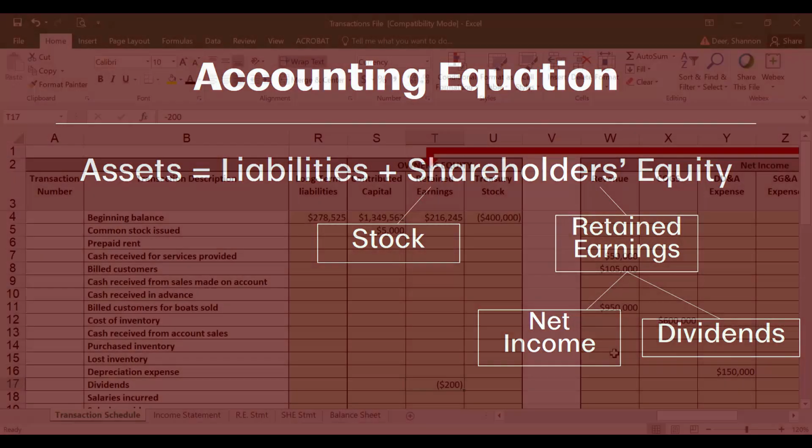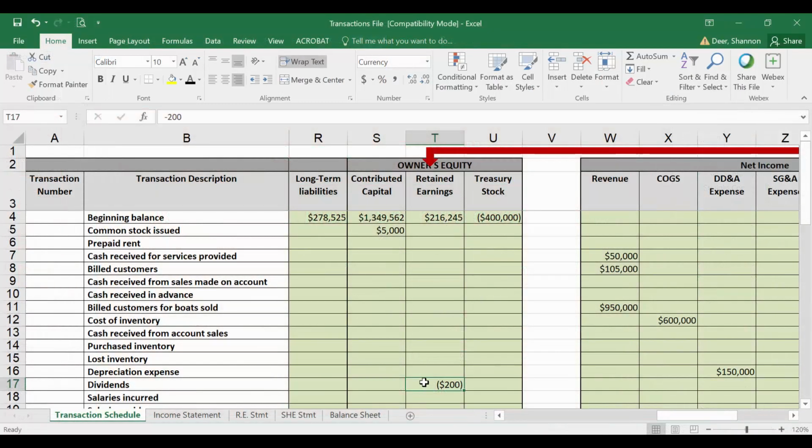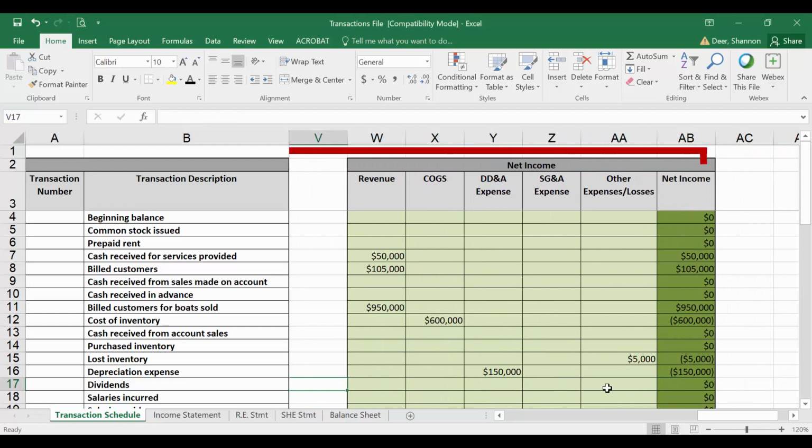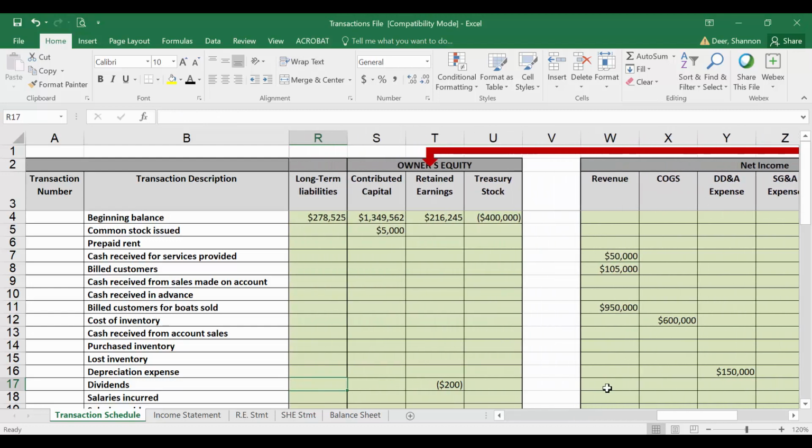Let's go back to our spreadsheet. Given that explanation, we should only see this negative 200 here in retained earnings. It's a direct decrease to retained earnings. We're not going to actually decrease net income at all for those dividends.